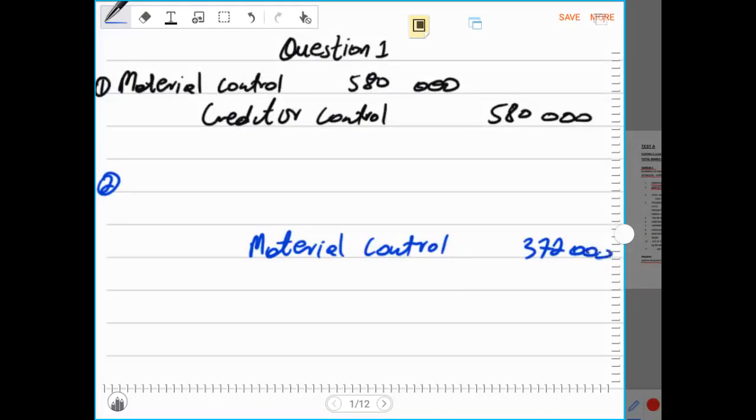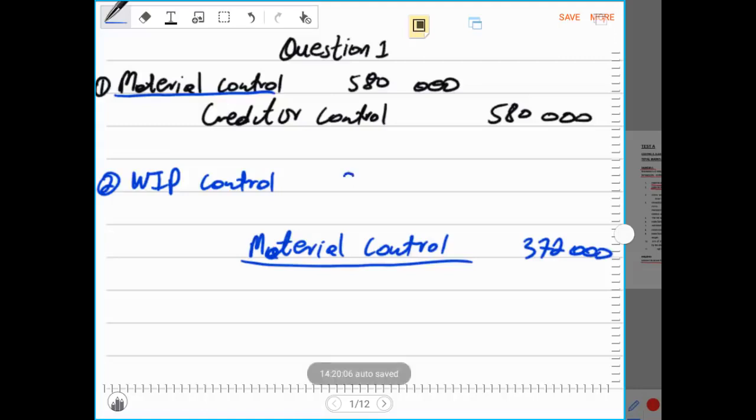372,000 rands, it is the amount. So now, as I said to you, when we take material from the material control, we reduce the material control, and that material will be transferred or recorded in two different ledger accounts. The first one has to be work in process control, where we issue the direct material. Direct material gets to be recorded under the work in process, which is the production department.